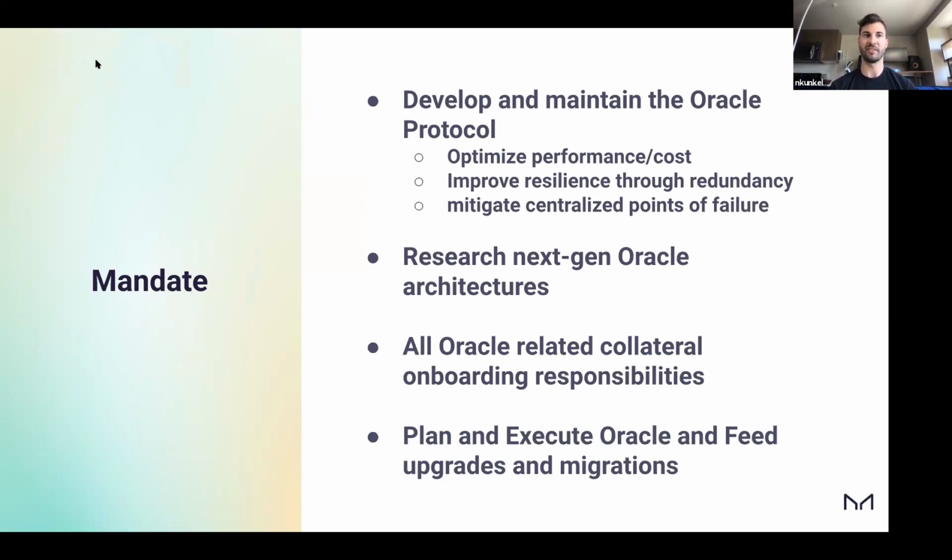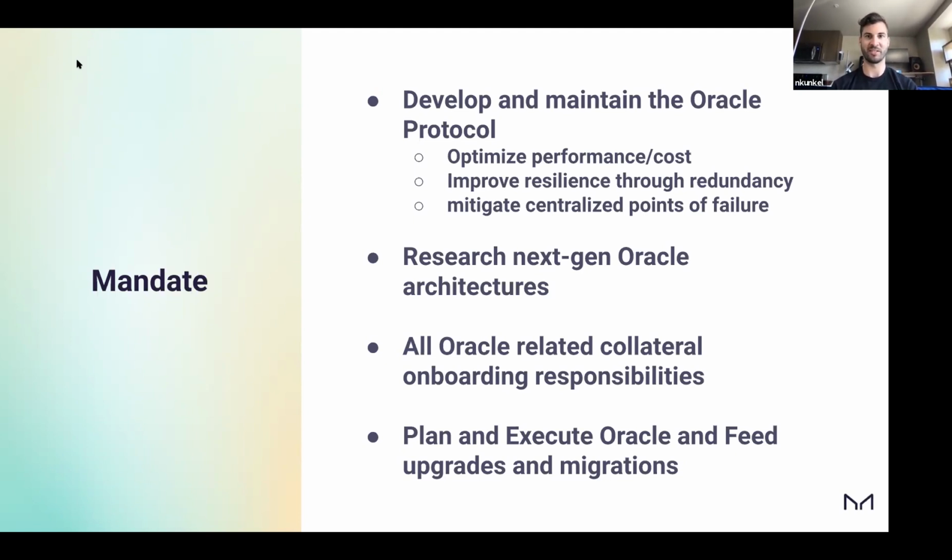So obviously the first one is developing and maintaining this Oracle protocol, right? There are clients that have become really complex over the years. Oracle clients, feed clients, relayer clients, transport layer mechanisms like libp2p, like Scuttlebutt. The Oracle core unit is going to be responsible for designing, developing, and maintaining this protocol.